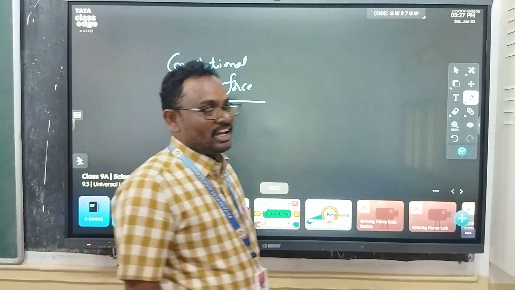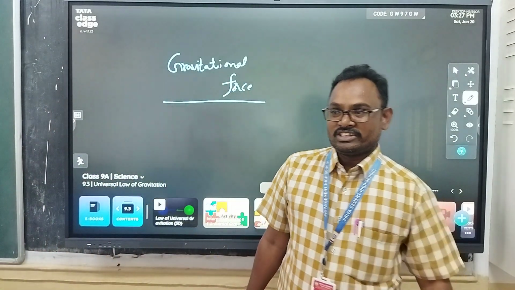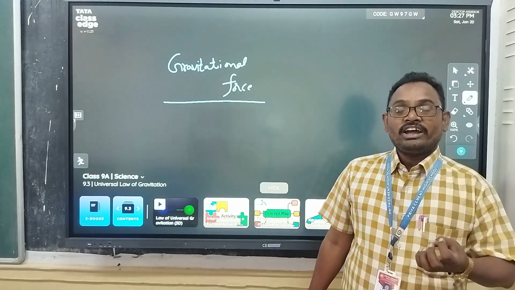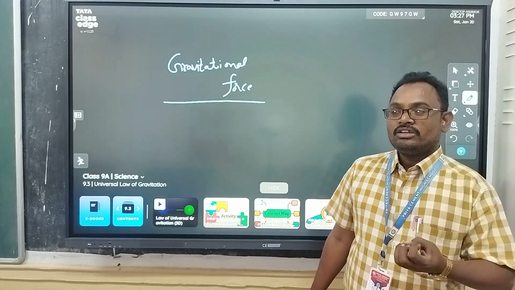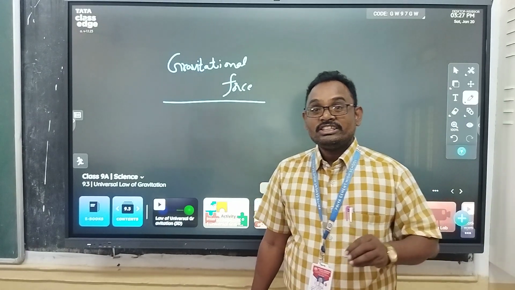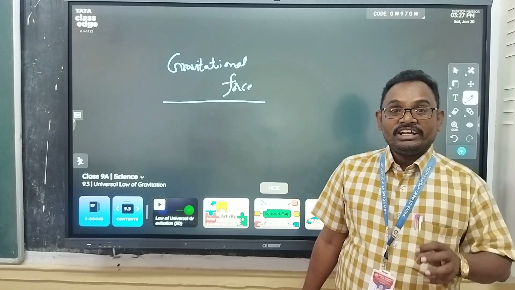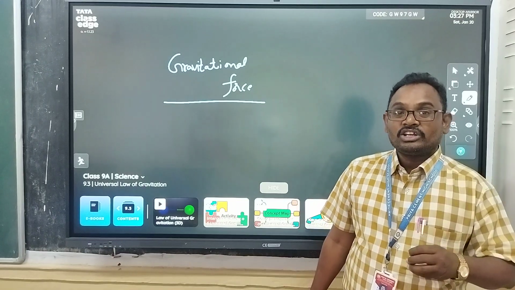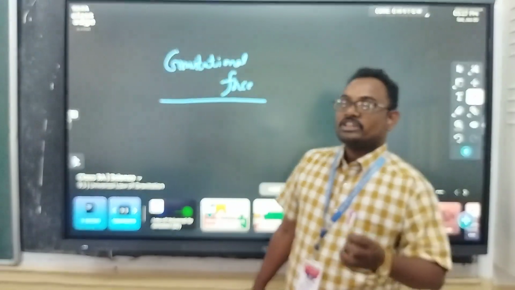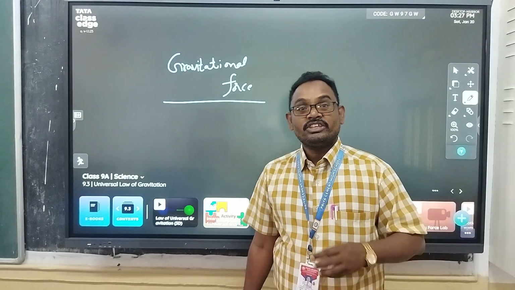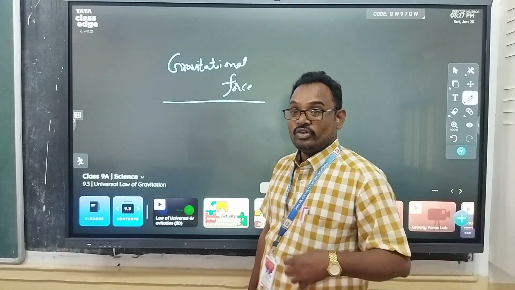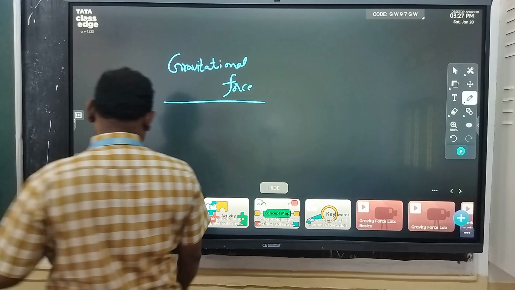But Newton's observations were different. He observed that an apple falls on his head. Why does this apple not go upward? Why does each and every object come toward the earth? What about the stars? Why are the stars not falling toward the earth? What about the moon? Why is the moon not falling toward the earth?